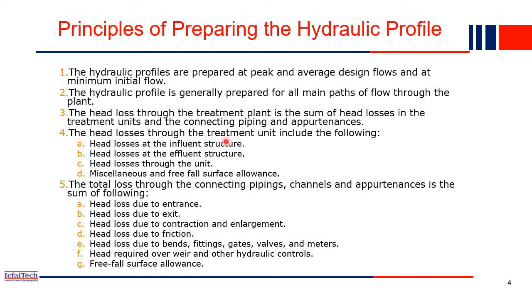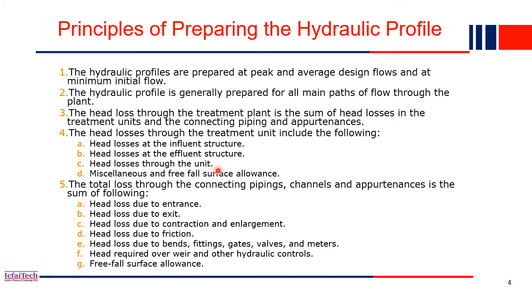So the head loss through the treatment unit includes the following. How can you check it? First one is the head loss at the effluent structure. Effluent structure means at the beginning, like at the aeration tank where the water is coming. That we call the effluent structure. So there you have the loss. Similarly, when water goes from the aeration tank to the next chamber, you will have head loss. Next, while water is going inside the unit, there also there will be head loss.